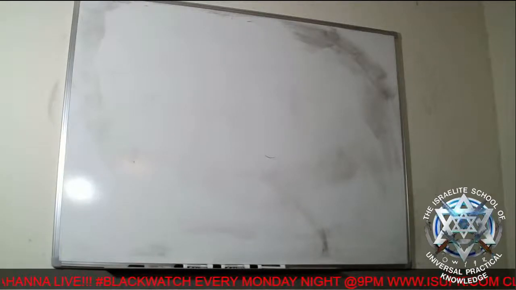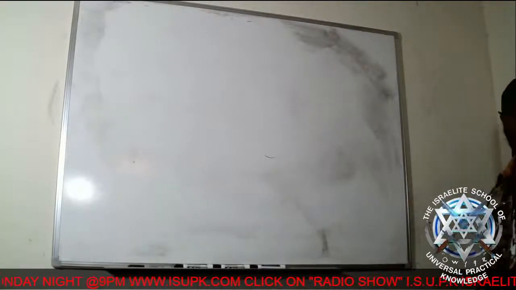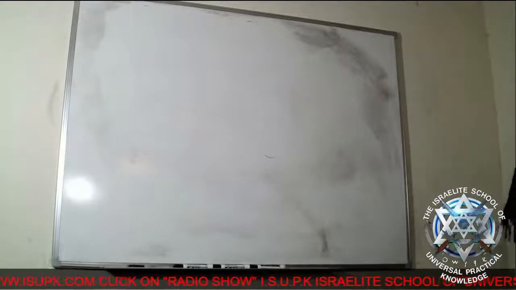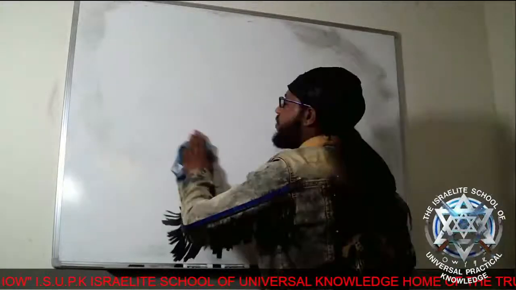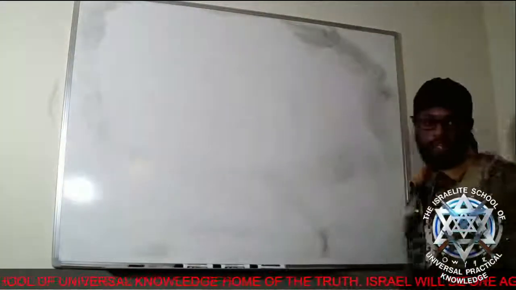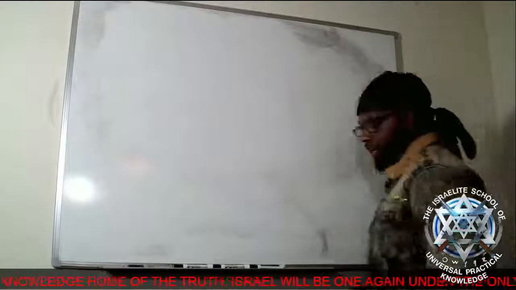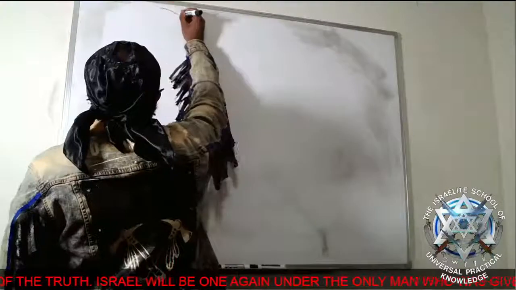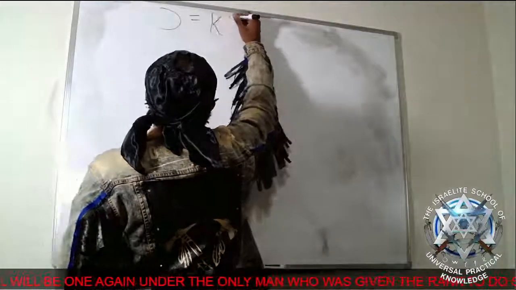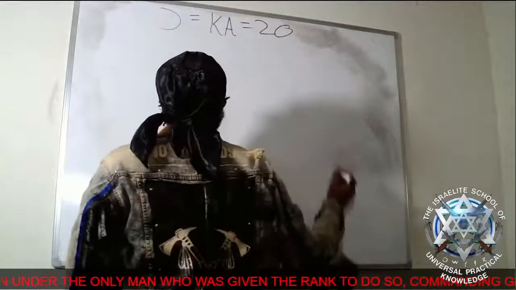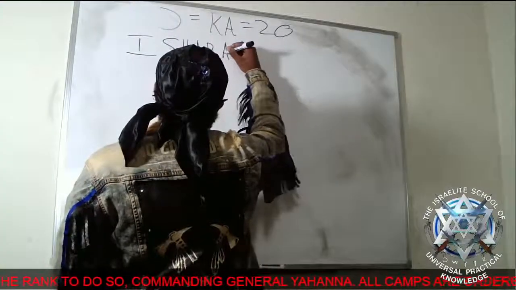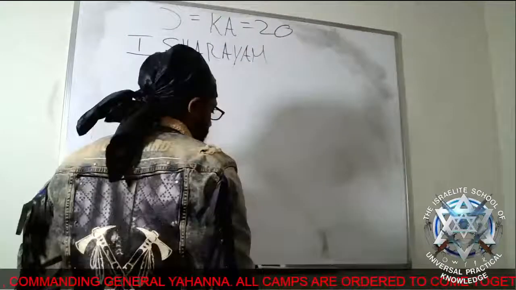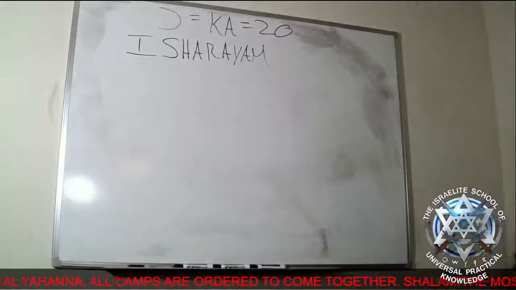Does anybody remember the number 20? What letter it's attached to? What is Asherayim, the number 20? What letter is it attached to? You guys can still answer if you want to, but I'm going to put it on the board for time's sake so we can get into the lesson. So Asherayim is the number 20, and it's attached to the letter Ka. So you have your Ka, which equals 20. 20 is Asherayim.